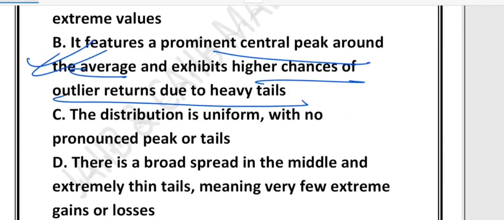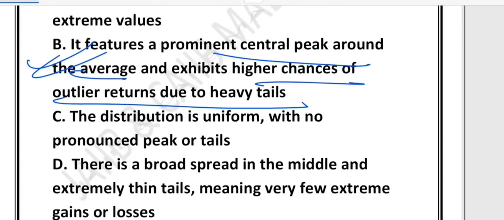What about C? C says that the distribution is uniform. See, that is when outcomes are equally likely, right? Like rolling a fair dice, no peak, no fat tail, definitely not kurtosis. What about D? It says that there is a broad spread in the middle and extremely thin tails. Again, this means very few extremes, that is low or normal kurtosis, not too high.